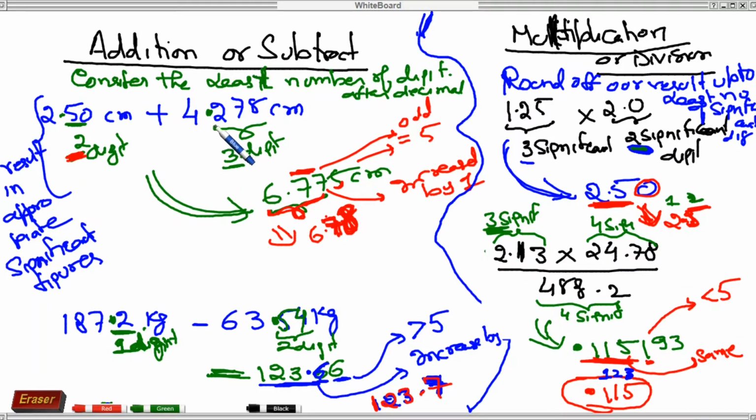Okay, so this was the case for addition and subtraction, and this was the case for multiplication and division. In case of addition or subtraction, we consider the least number of digits after the decimal, and in case of multiplication or division, we consider the least number of significant digits. Meaning we round off our final result up to the least number of significant digits in case of multiplication or division.